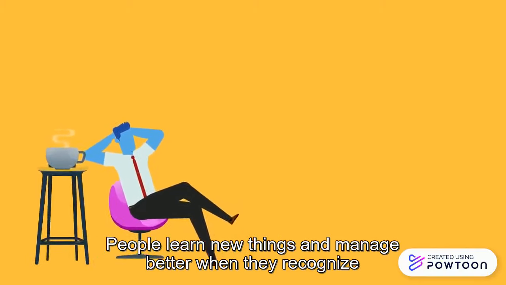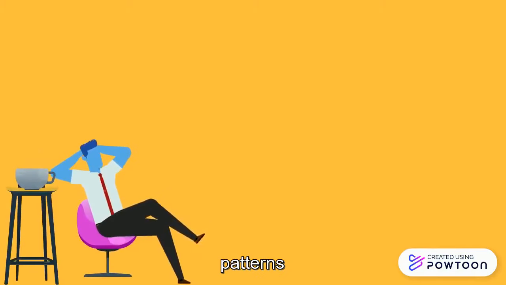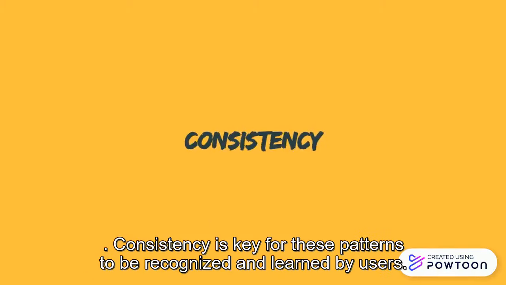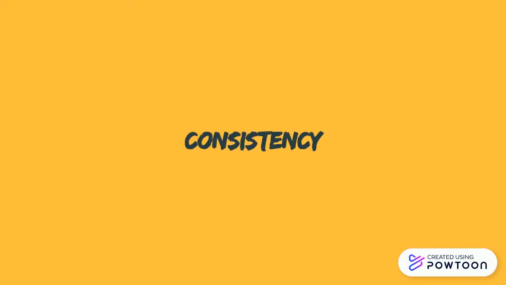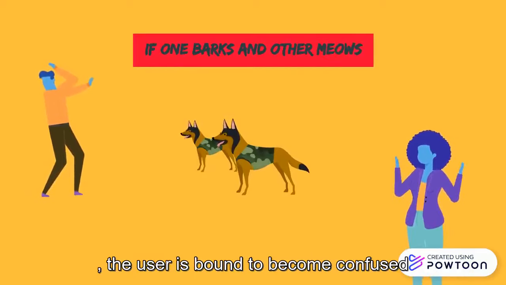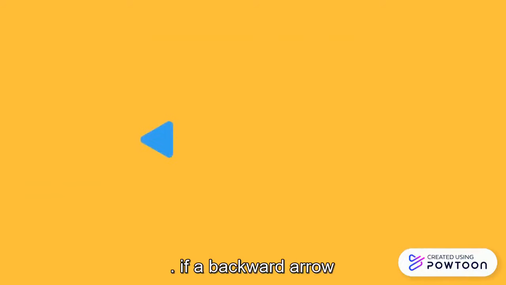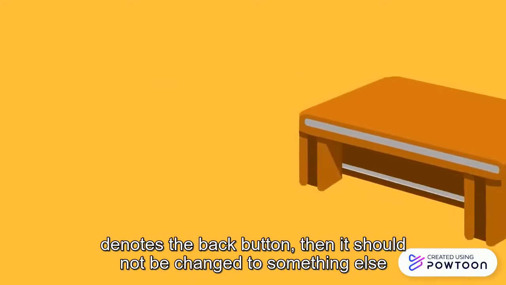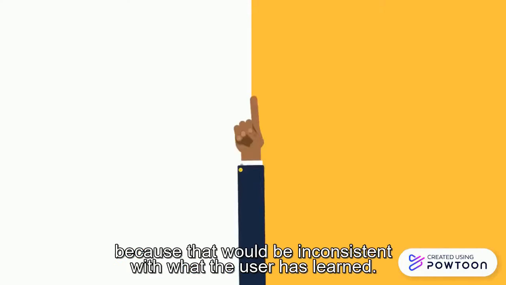People learn new things and manage better when they recognize patterns. Consistency is the key for these patterns to be recognized and learned by users. If similar looking things do not produce similar output, the user is bound to be confused. If a backward arrow denotes the back button, then it should not be changed to something else because that would be inconsistent with what the user has learned.